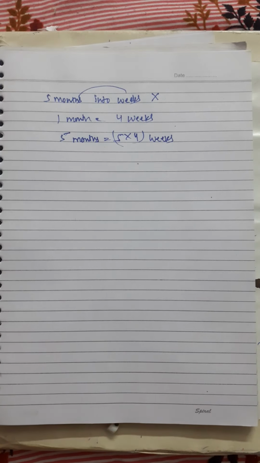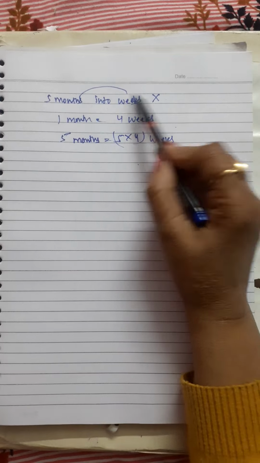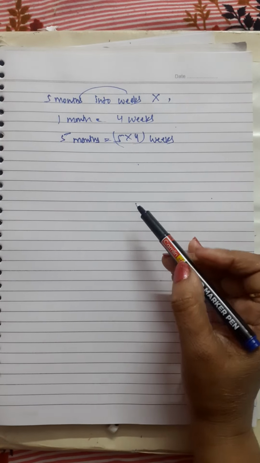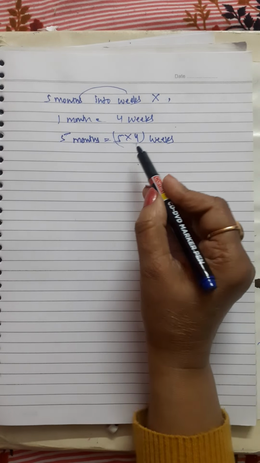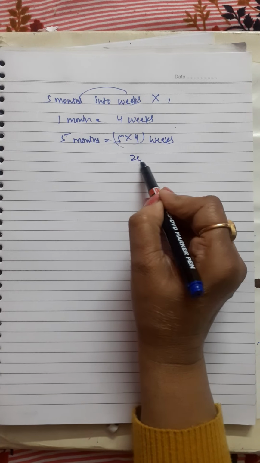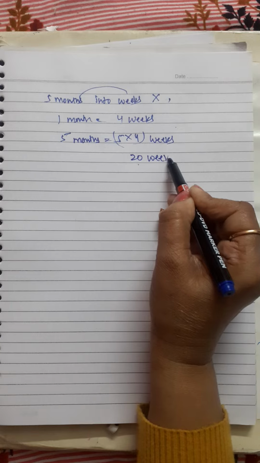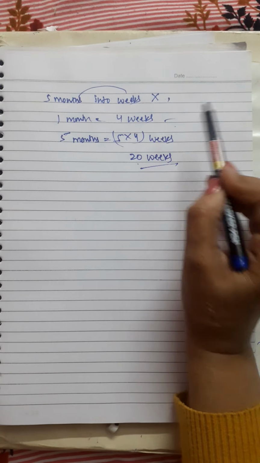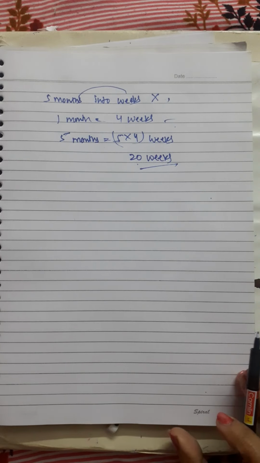One more time. Months to convert into weeks. 1 month has 4 weeks. So 5 months to be converted into weeks, 5 is multiplied by 4. 5 multiplied by 4 is equal to 20. Answer is 20 weeks. 1 month has 4 weeks, so 5 months has 20 weeks.